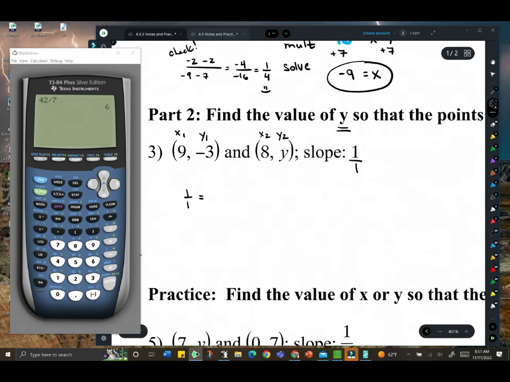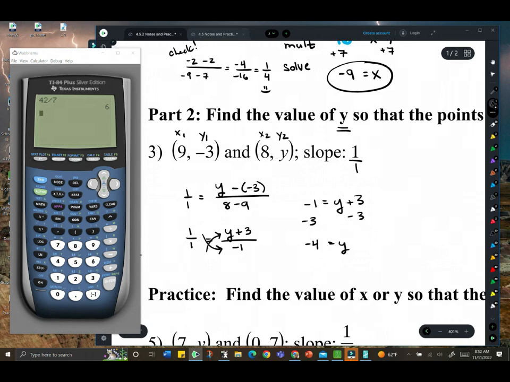y2, which is just y, minus negative 3 all over x2, which is 8 minus 9. Do some simplifying. That's just y plus 3 in the numerator all over 8 minus 9, which is negative 1. Cross multiply, which really doesn't change much. We're going to have negative 1 is equal to y plus 3. And solve for y to get y is equal to negative 4. All right. Box that one off.